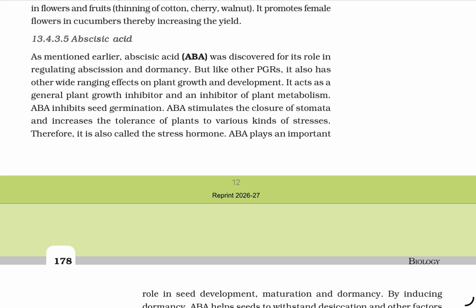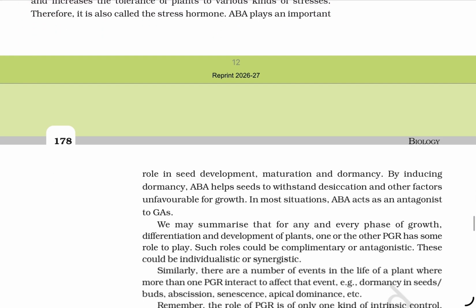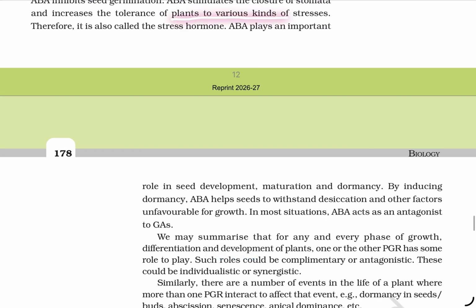Abscisic acid. As mentioned earlier, abscisic acid was discovered for its role in the regulation of abscission and dormancy. But like other PGRs, it has other wide-ranging effects on plant growth and development. It acts as a general plant growth inhibitor and inhibitor of plant metabolism. ABA inhibits seed germination. ABA, that is abscisic acid, stimulates the closure of stomata and increases the tolerance of plants to various kinds of stress, and therefore it is called the stress hormone.